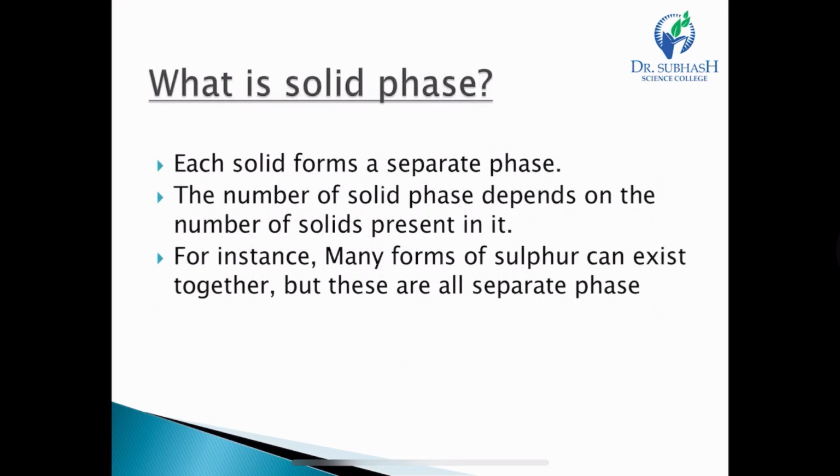So moreover, what is the solid phase? As I told you above, each solid forms a separate phase. એટલે કે જેટલા solid હોય એટલા separate phase જોવા મળે, right? The number of solid phases depends on the number of solids present in it. For example, many forms of sulfur can exist together, but they are all separate phases. એટલે કે ઘણા બધા સલ્ફરના રૂપ આપણને જોવા મળે, બરાબર? But they all are separate.